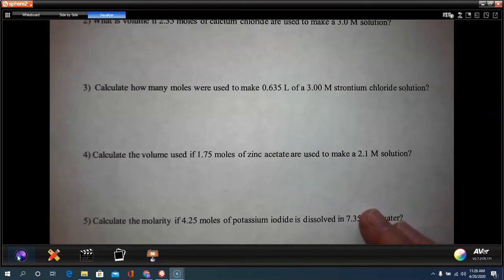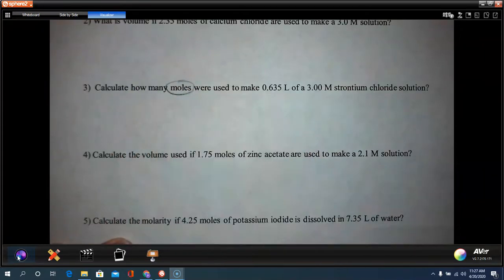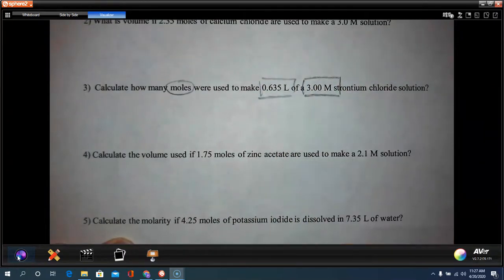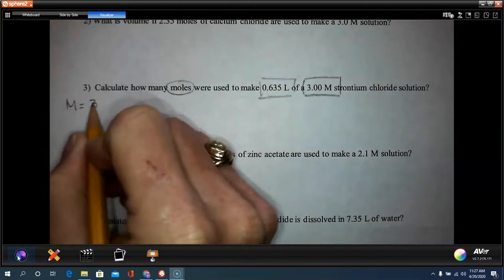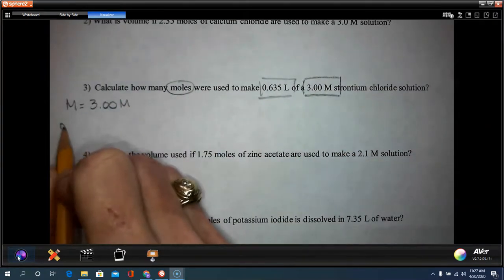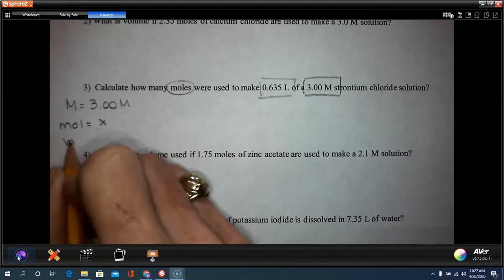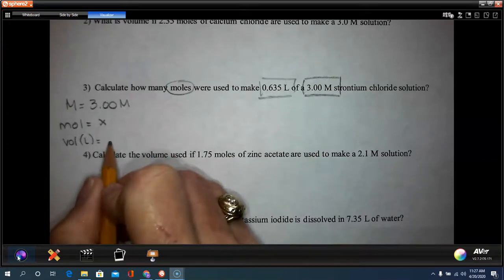Okay, let's go to number 3. Calculate how many moles were used to make 0.635 liters of a 3 molar strontium chloride solution. Okay, we're looking for moles because it's how many moles, so I circle that, and I'm going to box my givens. Okay, this time we're looking for moles, so let's go ahead and list out all of our variables. Molarity this time is 3.00, and get that from there. Moles is our unknown, so we'll use an X for that. And volume in liters is 0.635.